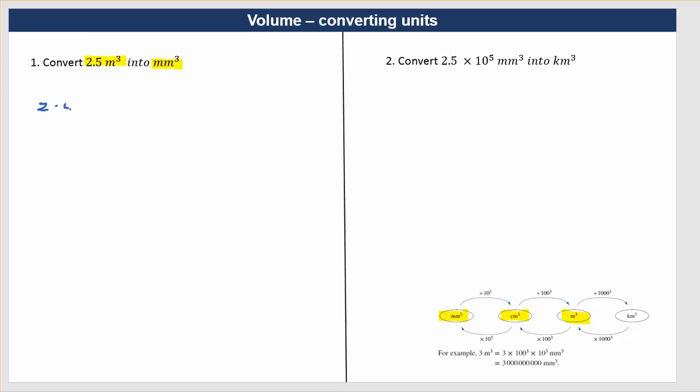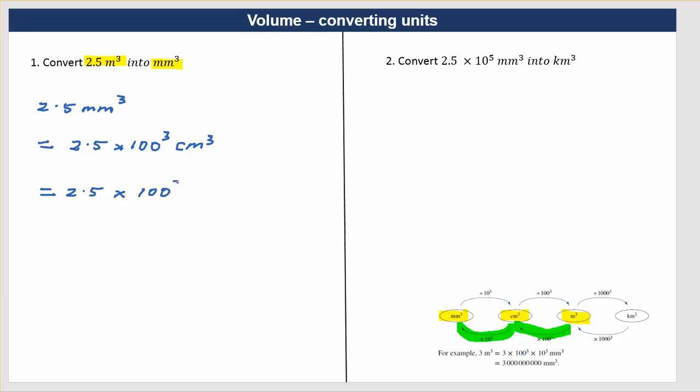So 2.5 meters cubed. Now we can see down here, to convert from meters cubed to centimeters cubed, we need to times by 100 cubed. Right, so that now gets us in centimeters cubed. And then we've got to go one more step. We've got to convert from centimeters cubed to millimeters cubed. So we've got to times by 10 cubed. So we end up with something like this: 2.5 times 100 cubed times 10 cubed.